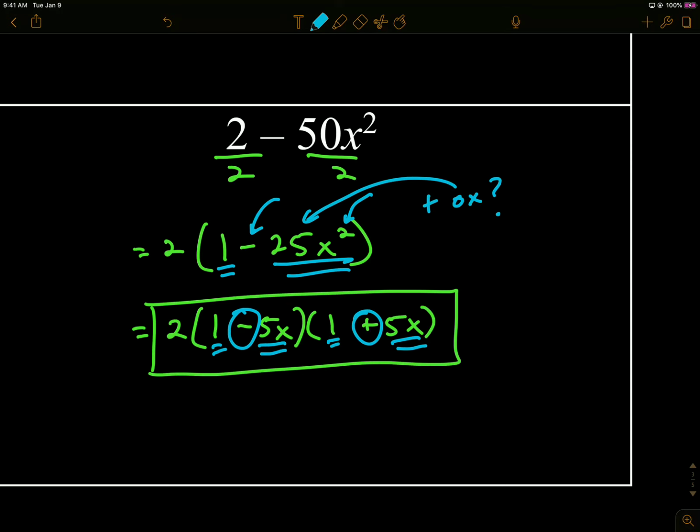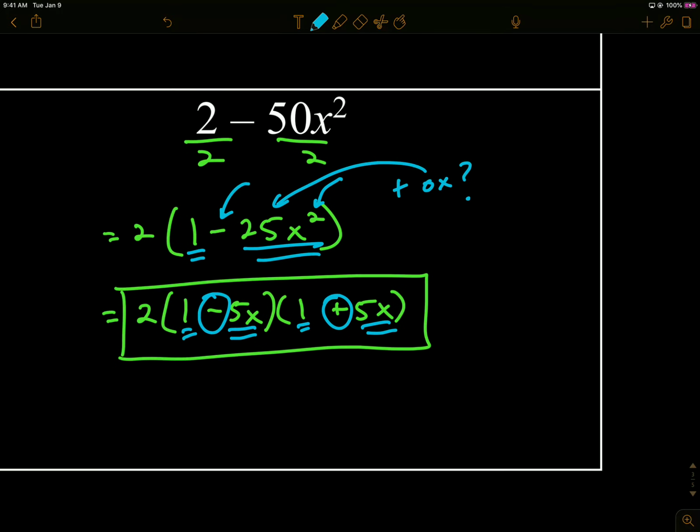Now, if you took my suggestion and wrote this, or did the option of writing it from highest power to lowest power, the first thing you're going to factor out is a negative 2. Whenever you start with a negative, you're going to factor out a negative, and your answer would have been this.